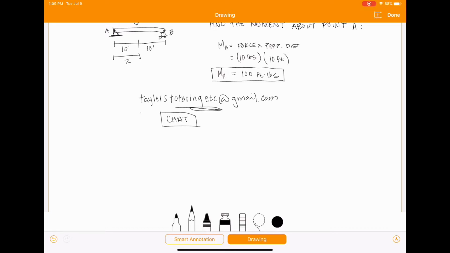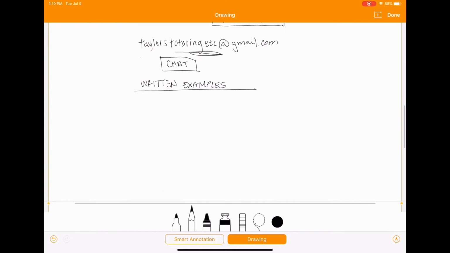Also, check out our written examples. They will go through a little bit more complicated than the example that we just did.